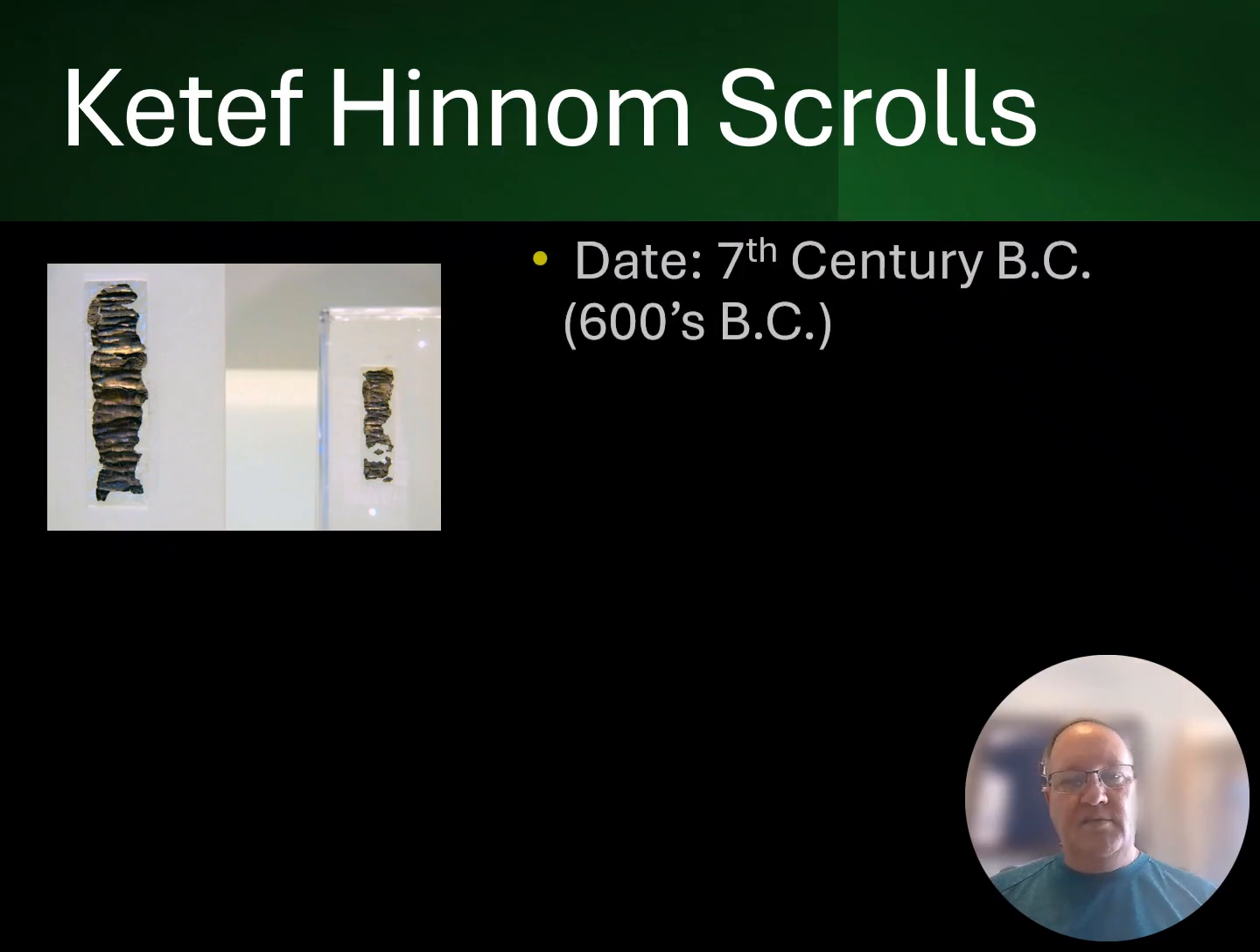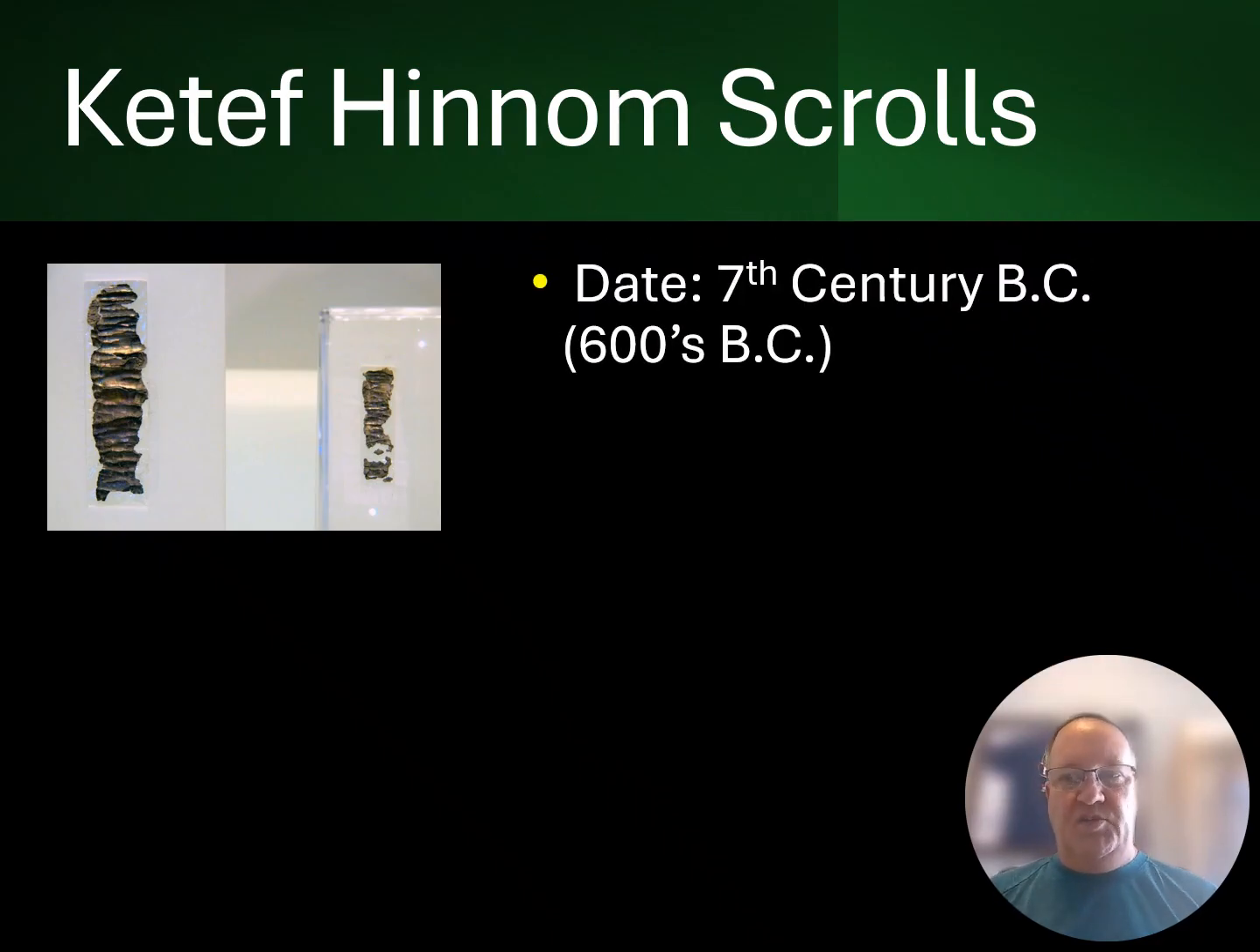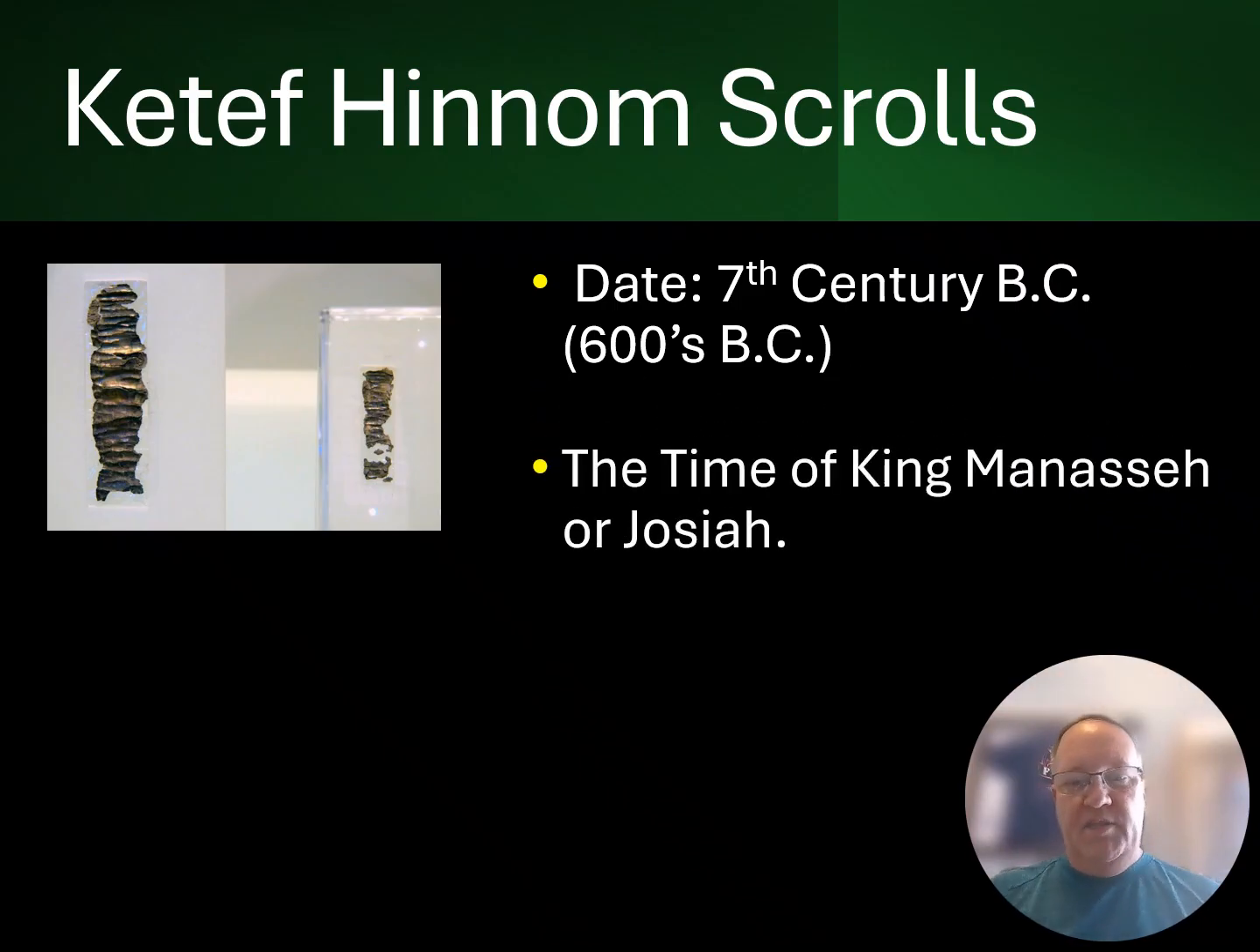So these date to the 7th century BC, the 600s BC. And to put that in a biblical timeline, this would be around the later years of King Manasseh or the beginning years of King Josiah. So that kind of gives you that date and time. And so this is the oldest extant copy, physical copy, fragmentary copy we have of the Old Testament.